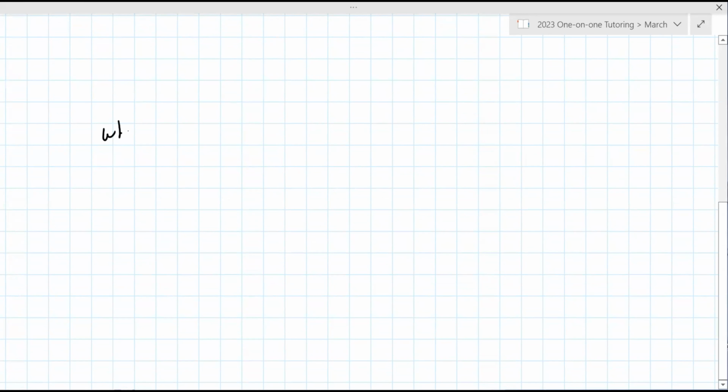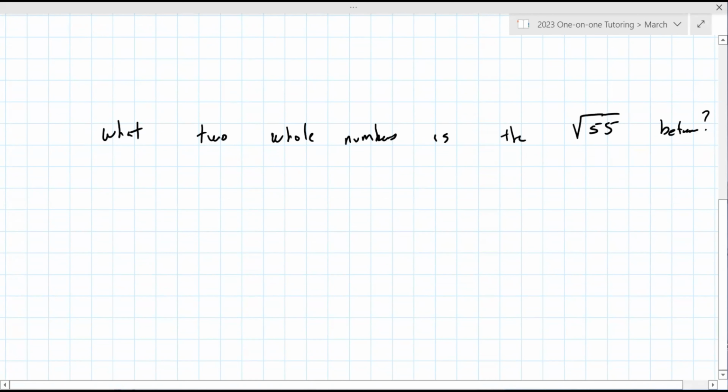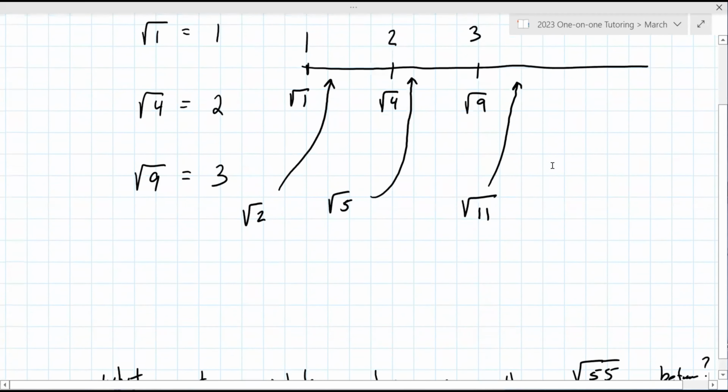So here's the question. Let me be clear here. What two whole numbers is the square root of 55 between? So 22 and 23. Okay, so let me try to answer that differently.